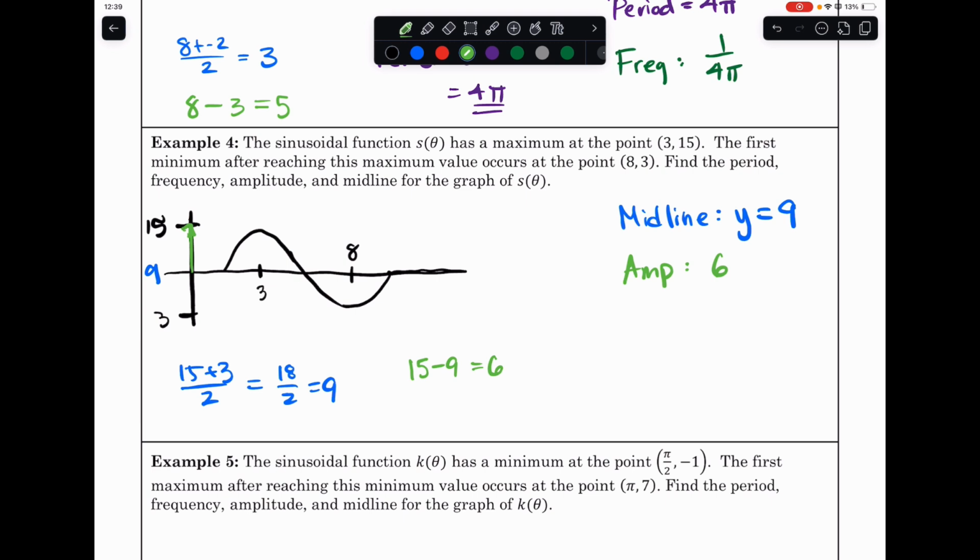Now our period, the same behavior as before. Since we only have this, I'm going to do it the same way.